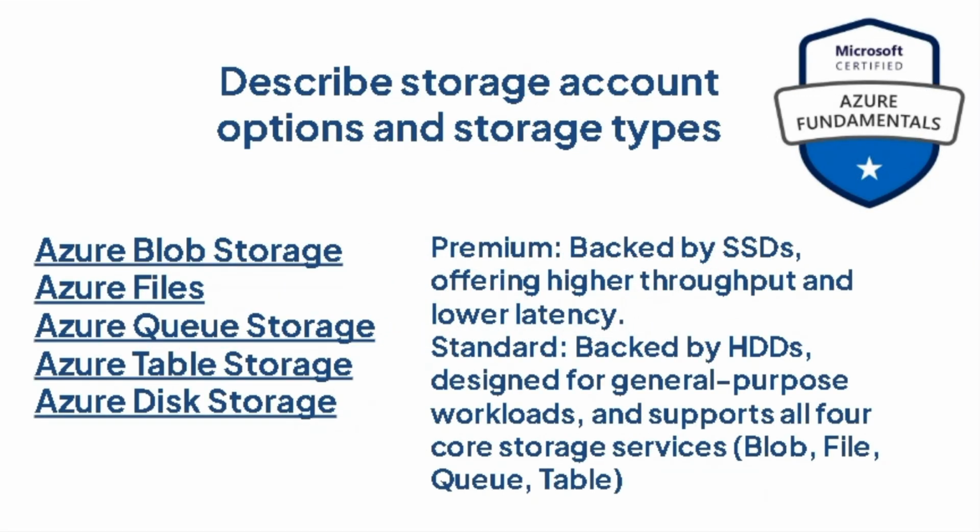What the AZ-900 wants us to be able to do is to describe storage account options and the storage types. And we already went through all the storage types, which are blob storage, Azure Files, Azure Queue Storage, Azure Table Storage, and Azure Disk Storage. But the main thing is the account options. So we have 2, which are premium and standard. The premium is backed by SSDs. It offers higher throughput and lower latency. And the standard is backed by regular hard drives, and it is designed for general purpose workloads and supports all 4 core storage services: blob storage, file, queue, and table.